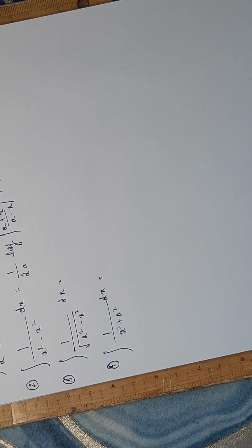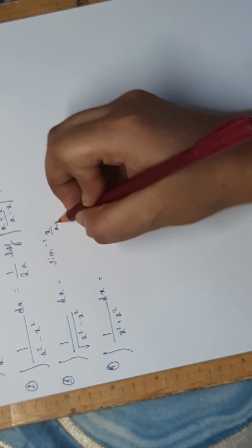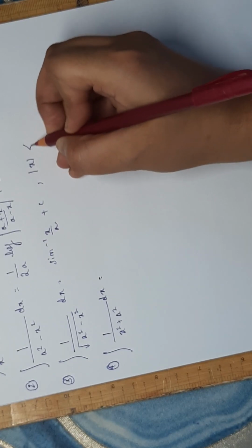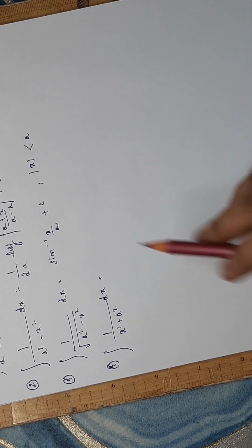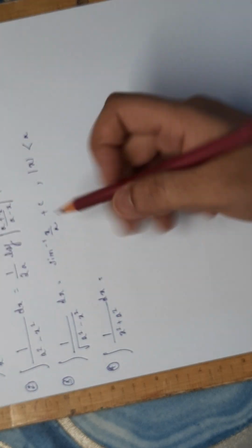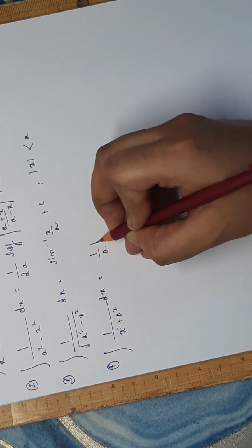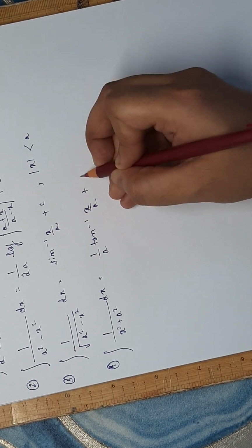So we have the integration of 1 by root over a square minus x square into dx. For this the formula is sine inverse of x by a plus c, where mod of x is less than a, alright, and in this case we have 1 by a tan inverse of x by a plus c. Yes.